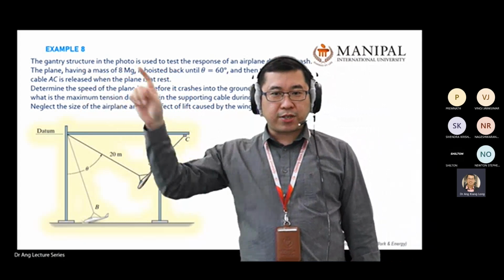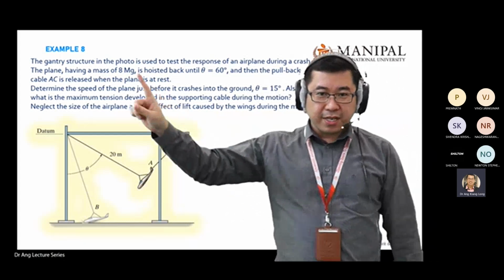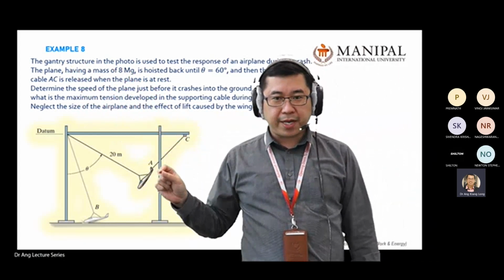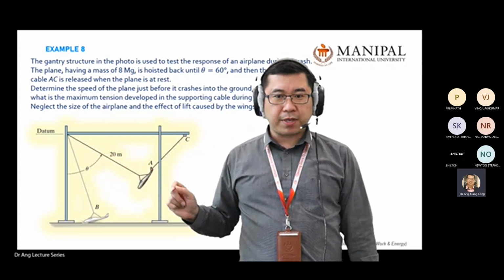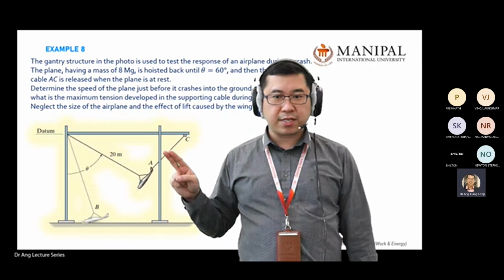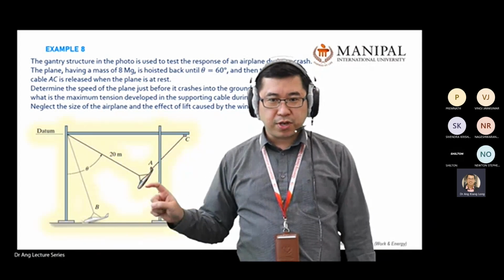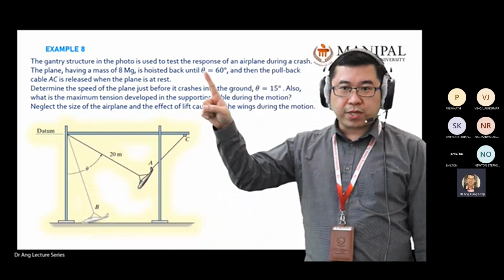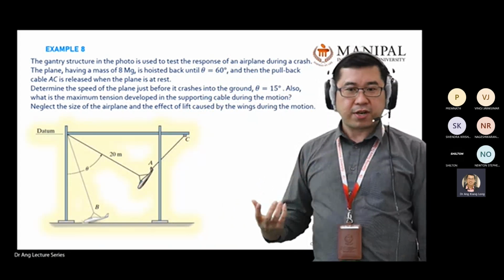Yeah, so actually there's a photo. I didn't put it here because I need the space. So in one of the experiments, they tie the airplane at a certain angle with a radius of 20 meters, and then later they release this rope, and this object will travel from A to B. So it tests the response of an aircraft during a crash. It's a crash test.